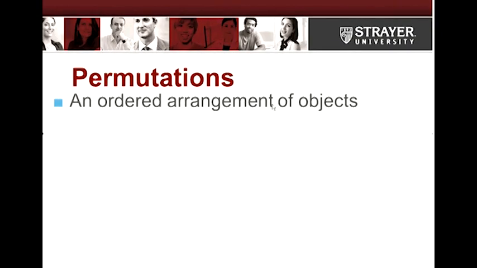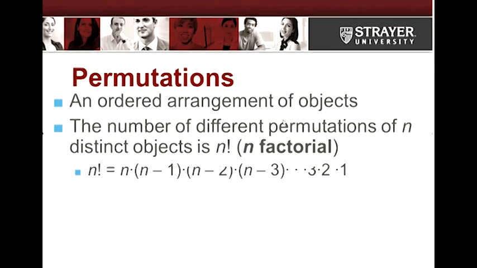Now, another thing that's kind of challenging this week is permutations and combinations. A permutation is just rearranging the group of objects. So the ways that you can rearrange n distinct objects is n factorial. That exclamation point stands for factorial.